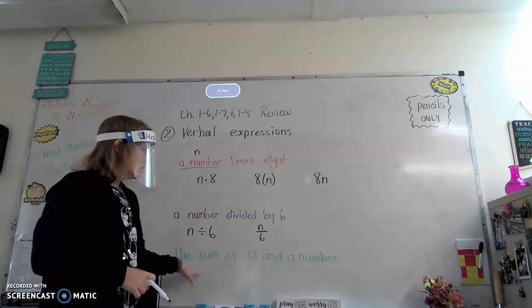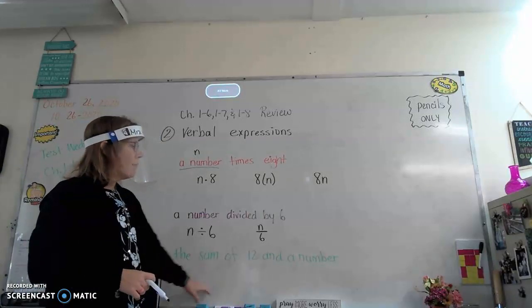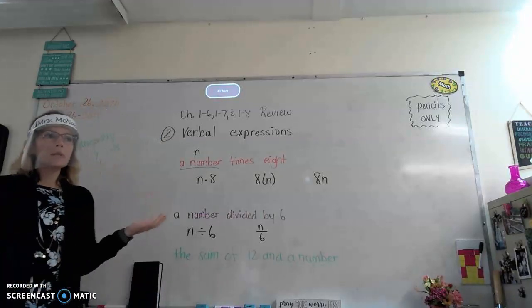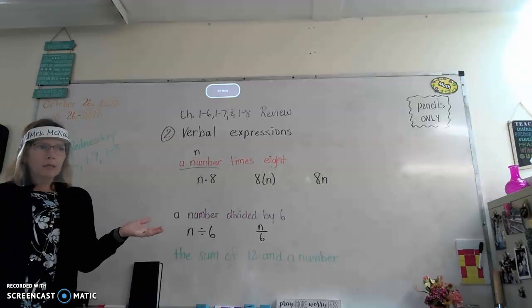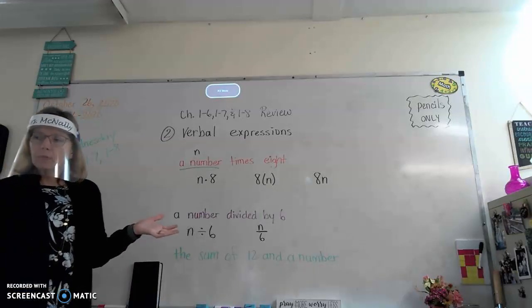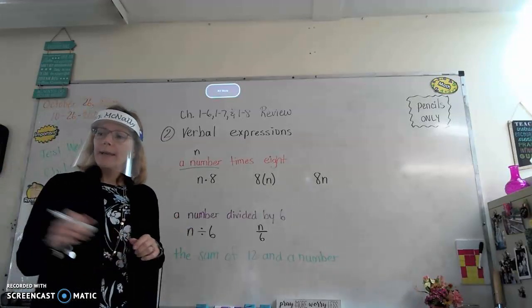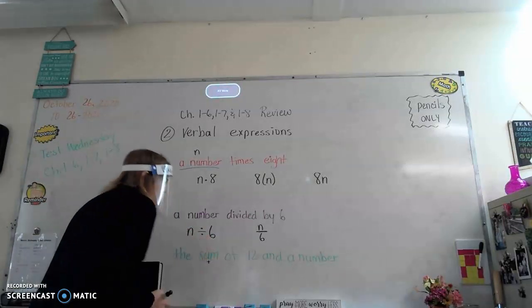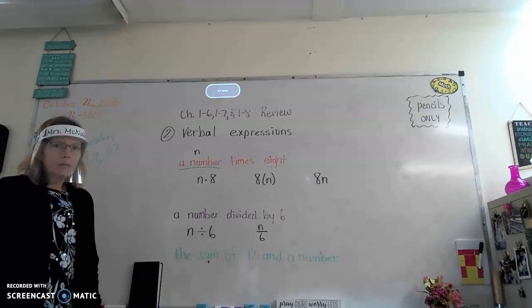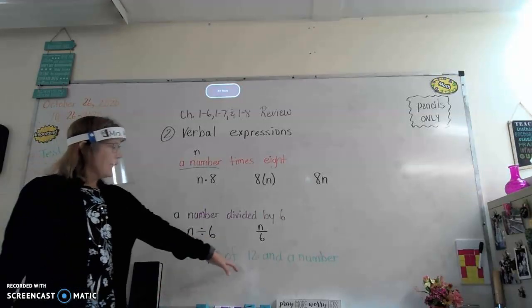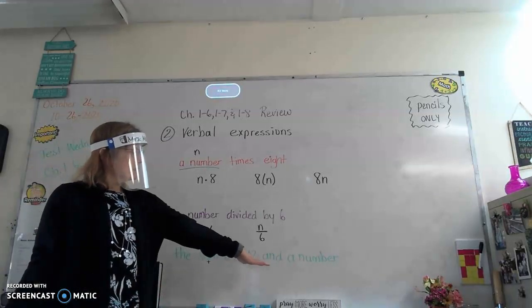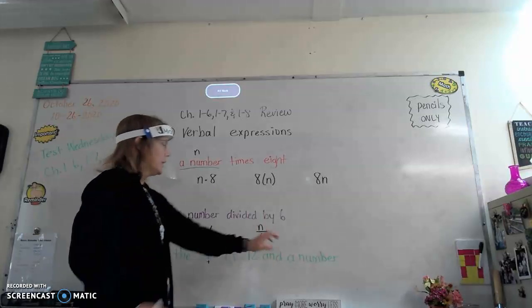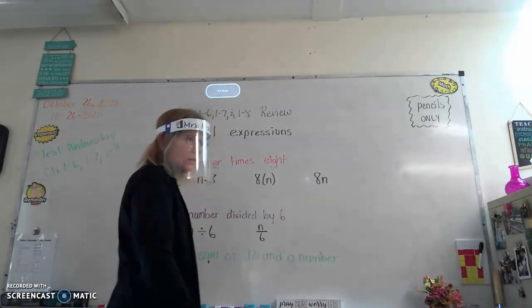All right. The last one is the sum of 12 and a number. What does sum mean? What operation do we do when we use sum? Add. We're adding. So I'm going to put a little plus sign there to remind myself. The sum of 12 and a number. What can I use for a number?